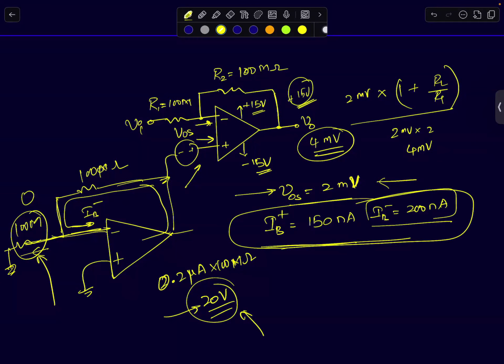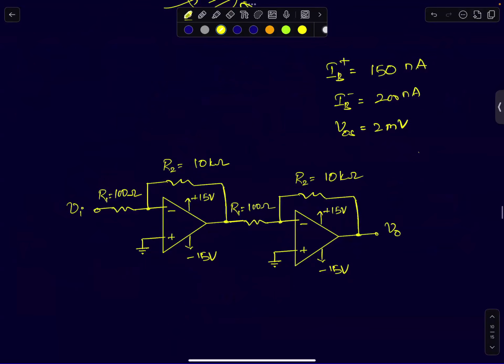Yes. So now the question one of you are asking is, can we not just reduce the resistors? Why are we making this? That's exactly the point. The point I'm trying to show here is that the impact of the bias current will be dependent not on the ratio of the resistors, but on the absolute value of the resistors. Okay. We will see in the next example. I'll take a next example.